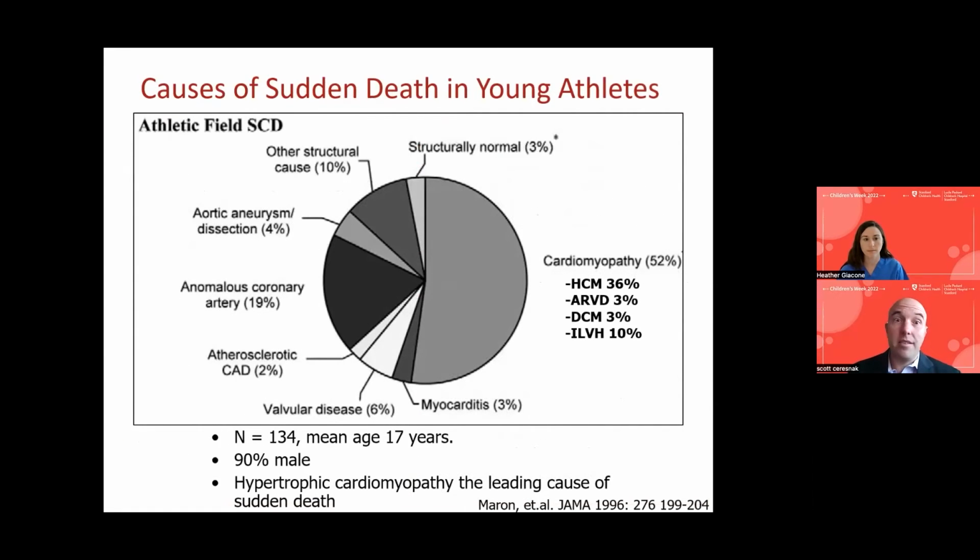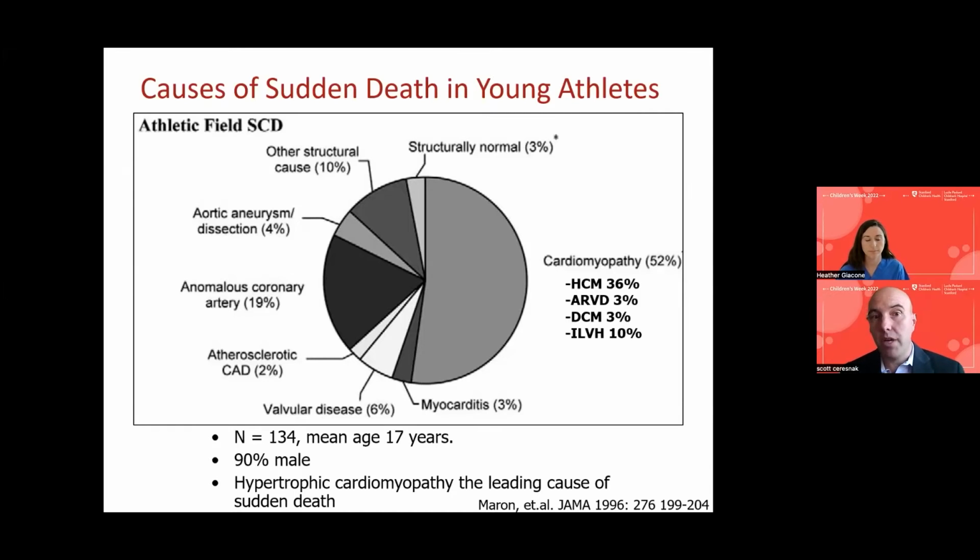Now, the big thing that you are going to want to worry about is whether they have any of these cardiac causes that can put them at risk for sudden death. If you look at the cause of sudden death in young athletes, the risk of sudden death in high school athletes is about 1 in 100,000 to 1 in 200,000 athletes. And in this series by Maron in the mid-90s, 90% were male. The mean age was 17 years. And the leading cause in the United States was hypertrophic cardiomyopathy, which occurs in about 1 in 500 individuals.